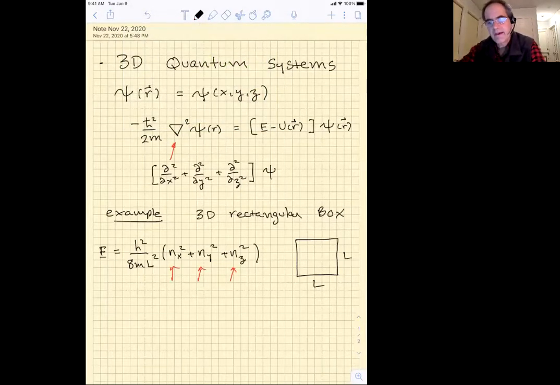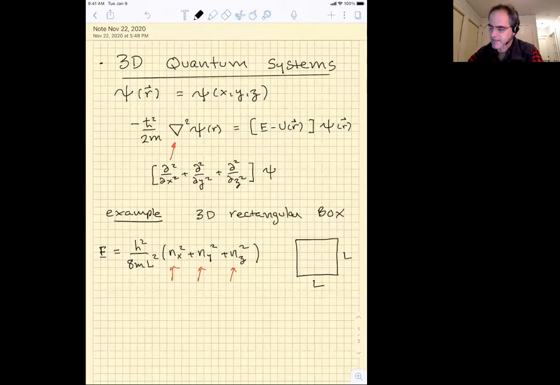And we found the energies exhibited some interesting features. One was degeneracy, that we can have more than one state with the same energy. For example, the state with nx equals 2, ny equals 1, and nz equals 1 has the same energy as the state with nx equals 1, ny equals 2, and nz equals 1, and so on. Now, in this case, the system that we examined had Cartesian symmetry, okay, rectangular symmetry.